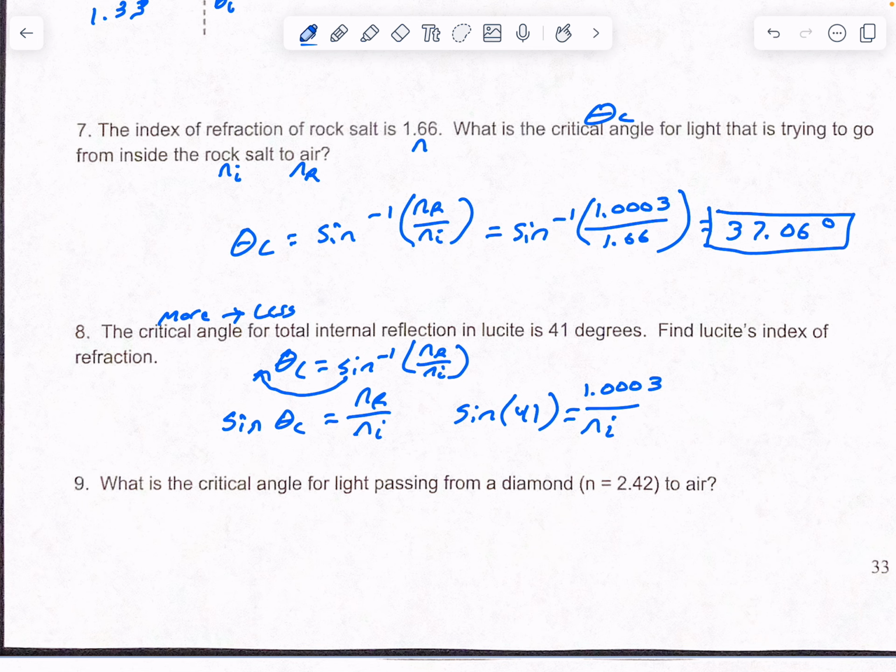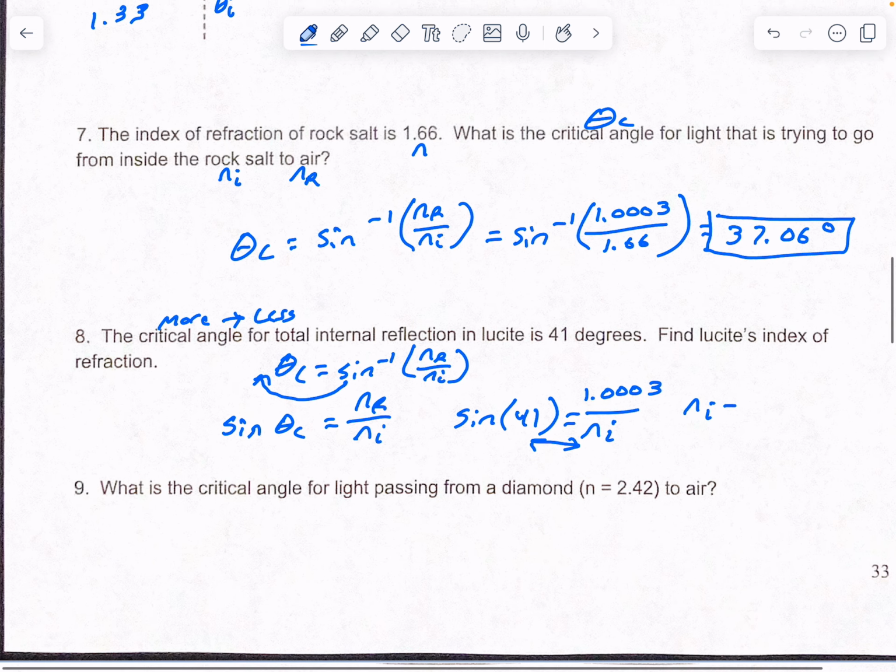Okay, so again, Ni is always the one you come in with, the incoming one, and it has to be the more dense one in this case. Okay, and then the Nr is the one you leave with. So again, you can switch these. Ni goes on the left side. When you bring sine of 41 over, don't do any inverse sine, stuff like that. So it's just 1.0003 divided by sine of 41. Okay, so my Ni is going to be 1.52.